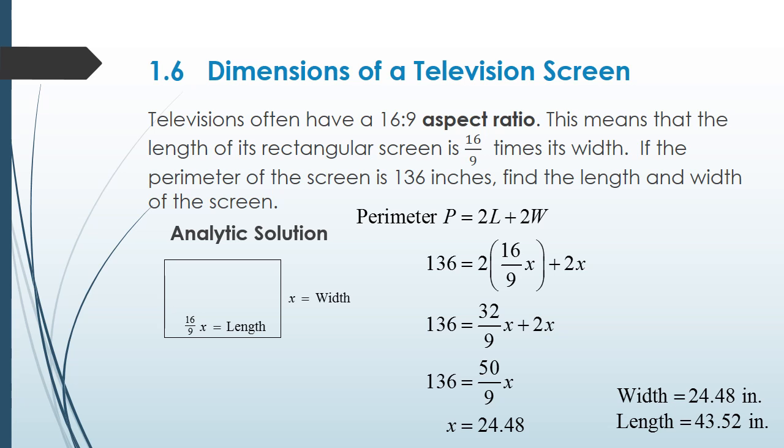Multiplying the 2 times 16/9 gives us 32/9 x. And then the next thing they did was combine like terms. Now, if you want to, you can pull a trick we've used before, multiply everything by 9 to eliminate the denominator. Or you can do what they did. They changed 2x into 18/9 x because 18/9 reduces to 2 and has the same denominator. When you combine those, you get 50/9 times x, and then they divided both sides by 50/9. The width is 24.48 inches, and then we take that x and multiply it by 16/9 to get the length, and that is 43.52 inches.